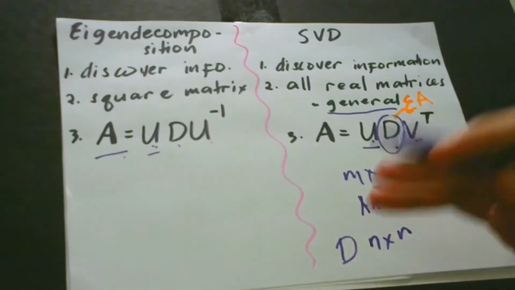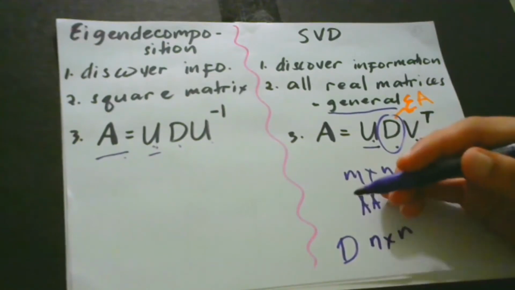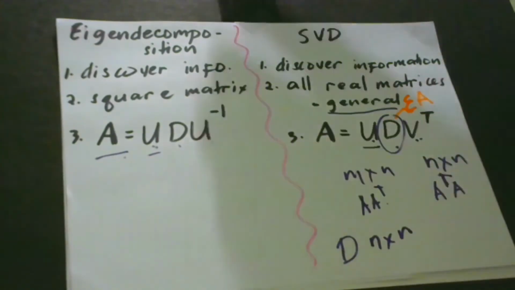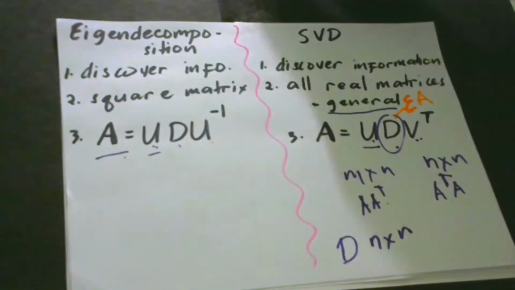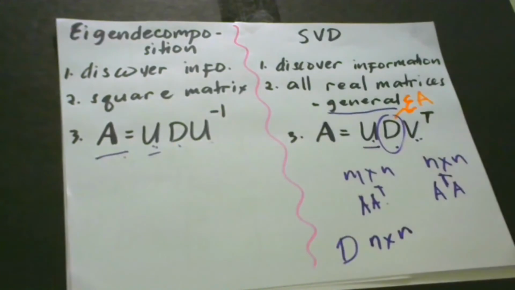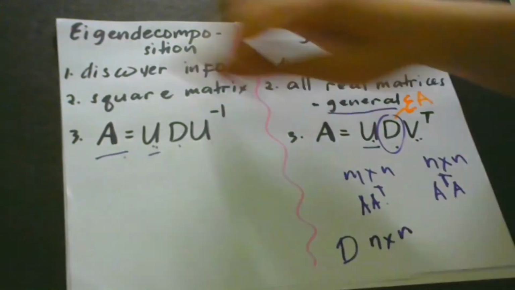Okay, so later we will understand what these singular values are. There could be some other differences between eigendecomposition and singular value decomposition, but as of our discussion, we will just have three.